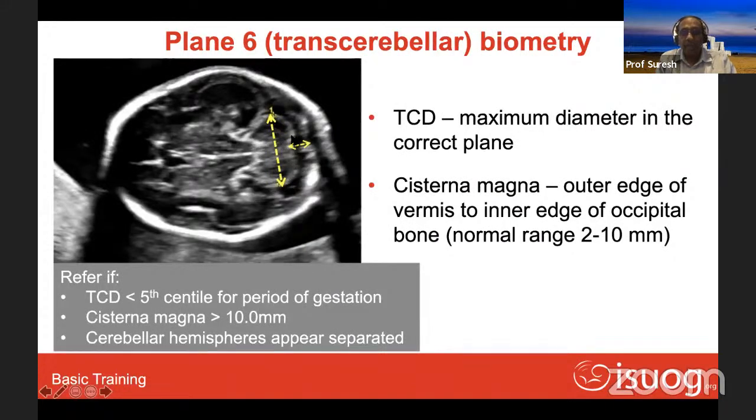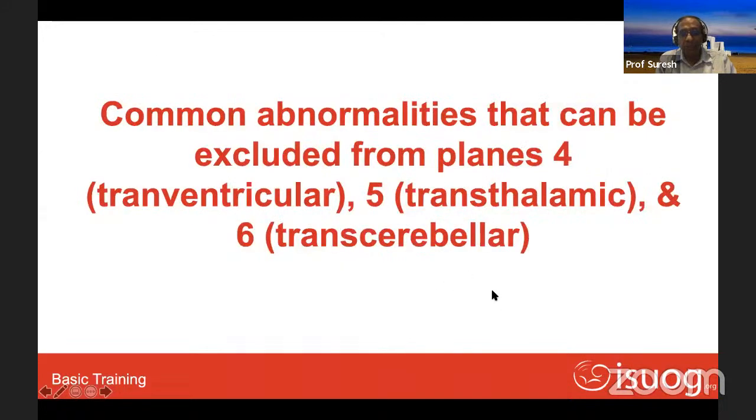The cisterna magna goes from the outer edge of the vermis, the center portion is called the vermis, to the inner edge of the occipital bone. The normal range is between 2 to 10 millimeters. Now, if this transcerebellar diameter is less than the 5th centile for the period of gestation, the patient needs to be referred. If the cisterna magna is greater than 10 millimeters, or if the cerebellar hemispheres appear separated, then this patient must be referred for the next opinion.